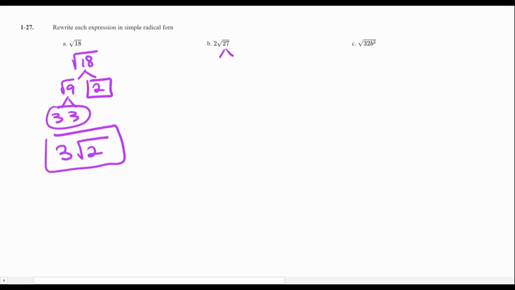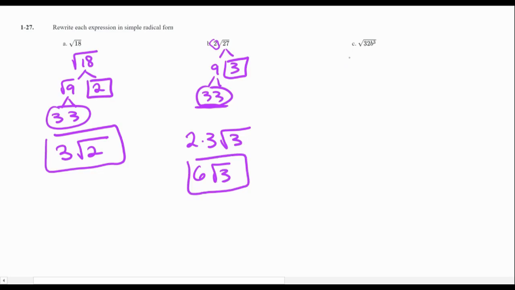Now in this one here, I got 27, so that's 9 times 3, which in this case, I got a pair of 3's there, and a lonely 3 that's going to stay inside the square root. Now when I pull this out, the main thing to remember here is that I need to multiply what is already on the outside by what I took out here so that I can get my final answer of 6 root 3.